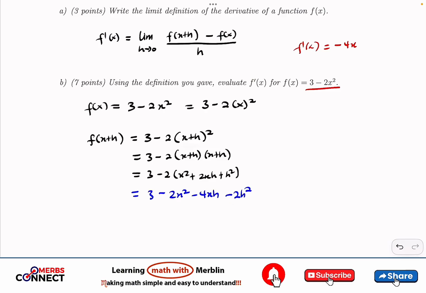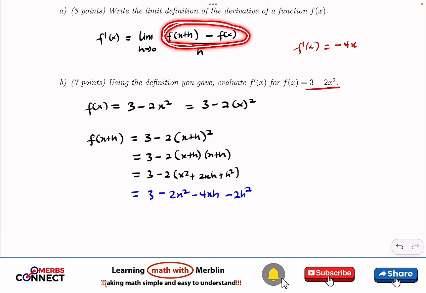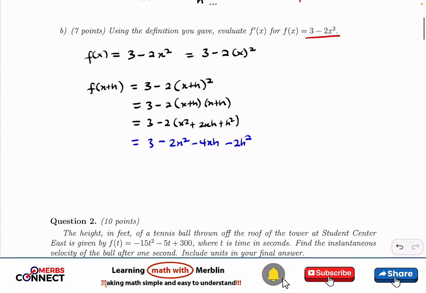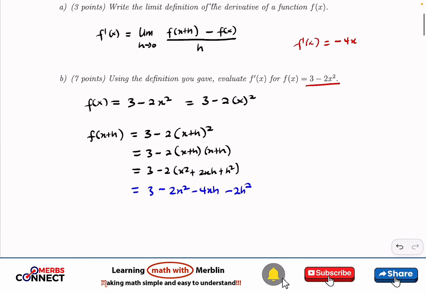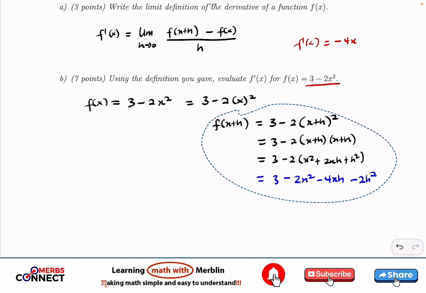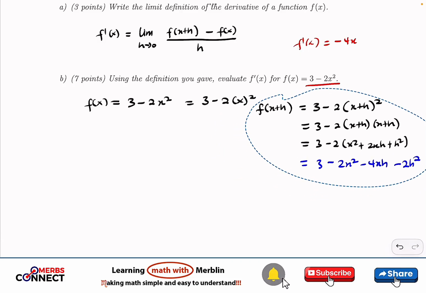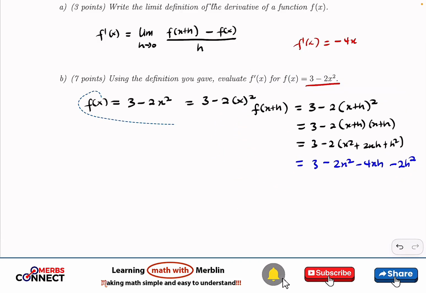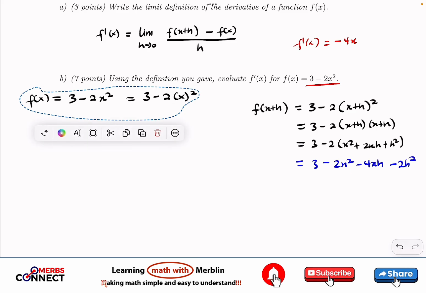No, I cannot do any simplification here. Now this is what I do. After I'm done finding my f of x plus h, I try to find f of x plus h minus f of x first before I apply the formula here. So let's do that. Let me shift this one to the left side small. Okay. Then let me shift this one small.